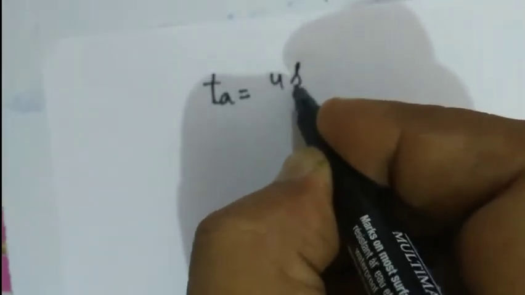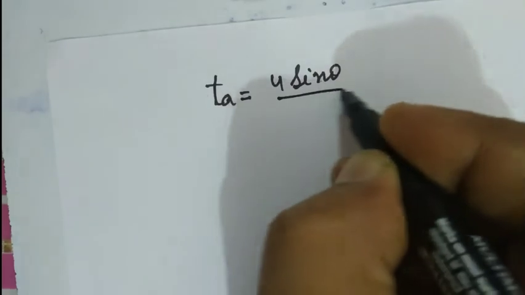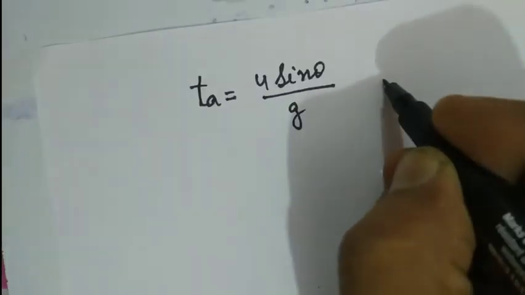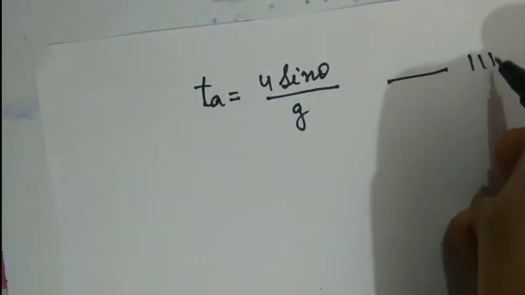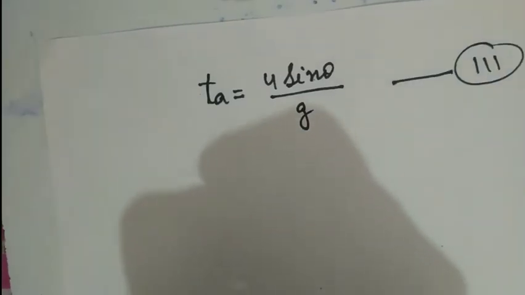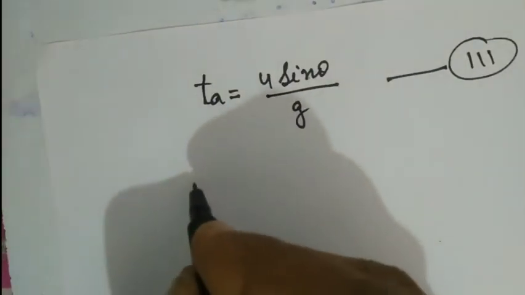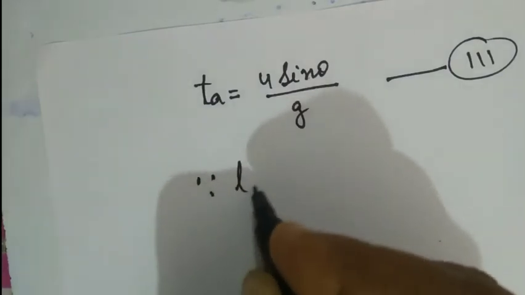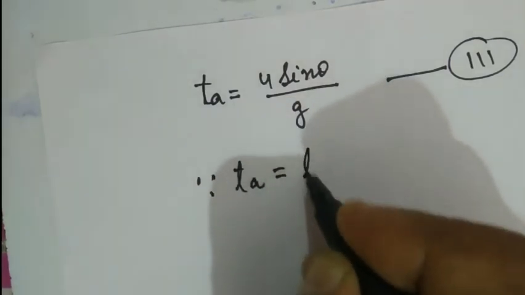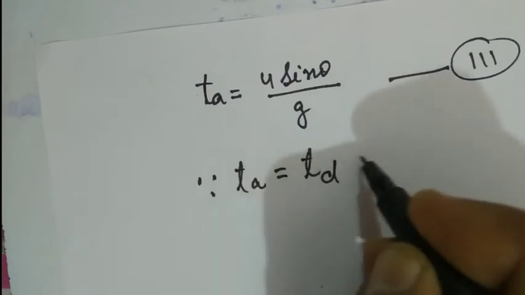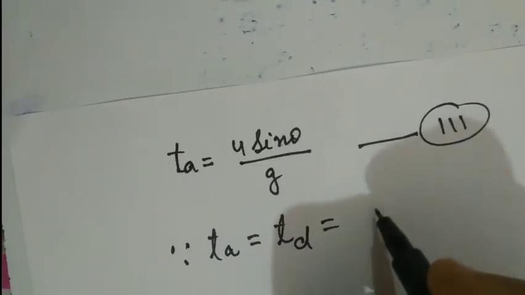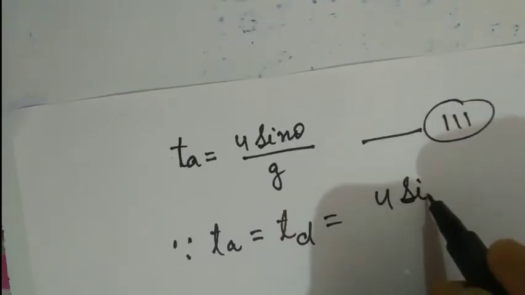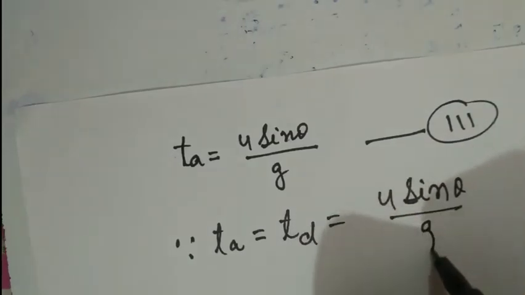So ta is equal to u sine theta by g. This is equation number 3, the time of ascending. Since ta is equal to td, the time of descending, which is the same, u sine theta by g.